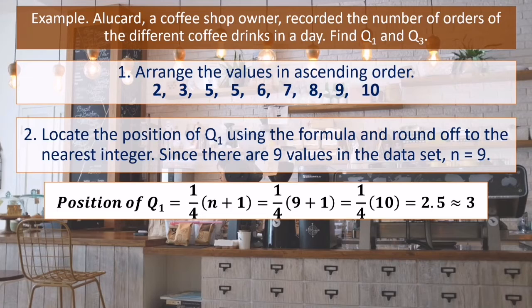Using the formula, position of the first quartile is equal to 1/4 times quantity n plus 1 close quantity. Substitute 9 to n. So we have 1/4 times quantity 9 plus 1 close quantity. 9 plus 1 is equal to 10. So we have 1/4 times 10 is equal to 2.5. 2.5 is approximately equal to 3.